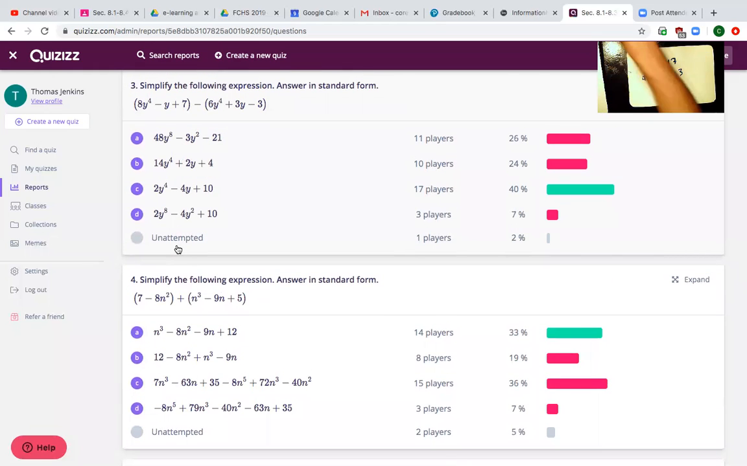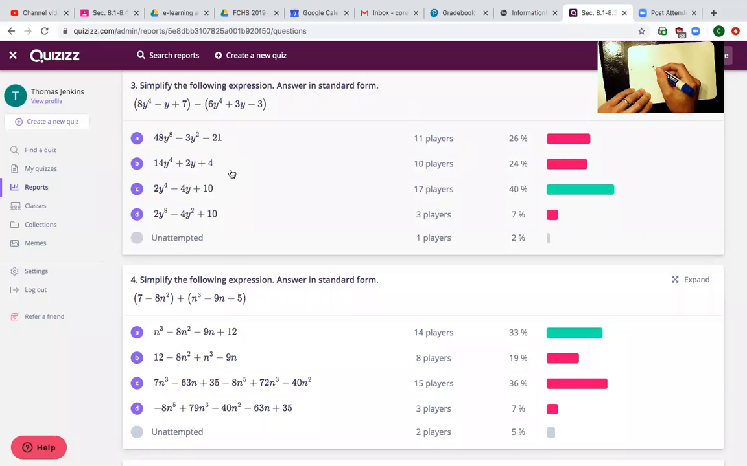Okay, looking at the next one, we can see that 40% got it right, but answers were all over the board. If you thought the answer was A, you're thinking multiplication, because 8y to the 4th times 6y to the 4th is 48y to the 8th. You always look at the sign in the middle. This is a subtraction problem, so this is what your thought should have been.